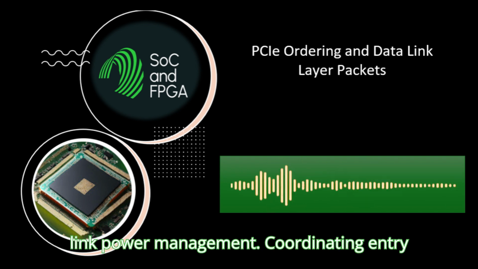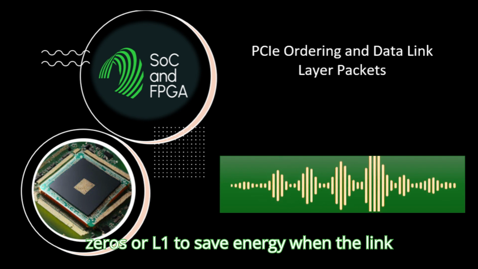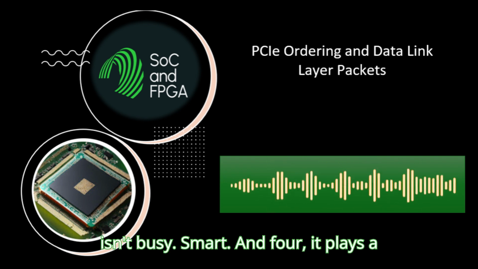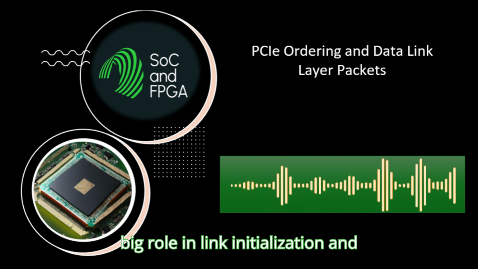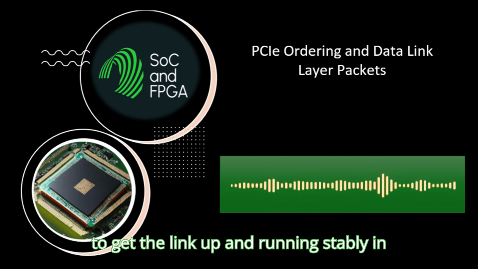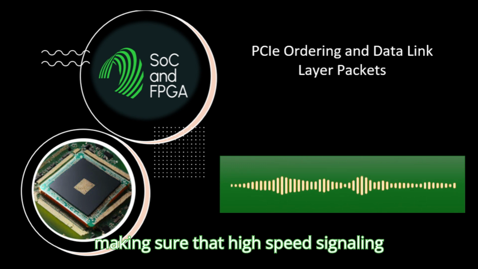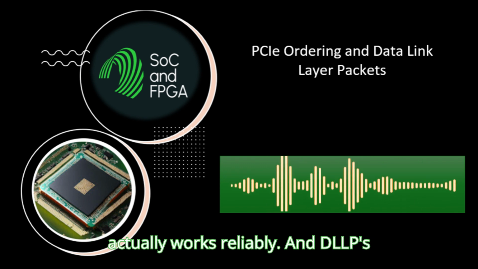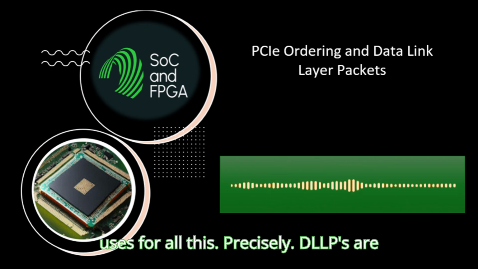Number three, link power management. Coordinating entry and exit from low-power states like L0s or L1 to save energy when the link isn't busy. Smart. And number four, it plays a big role in link initialization and training, working with the physical layer to get the link up and running stably in the first place. It's really the foundation making sure that high-speed signaling actually works reliably. And DLLPs, data link layer packets, are the tools it uses for all this.